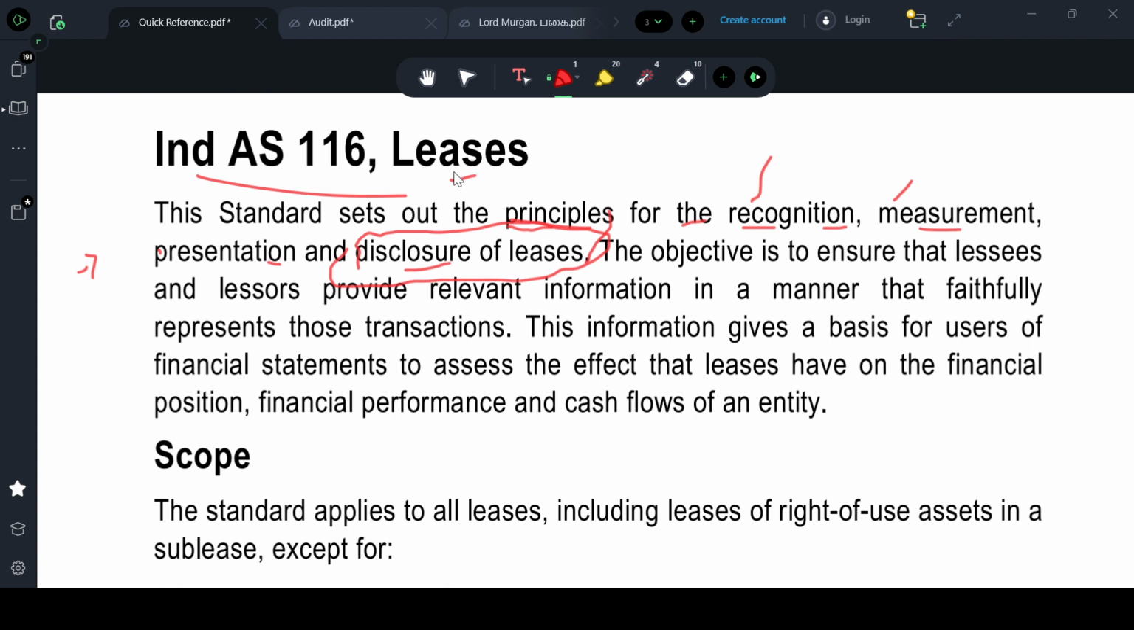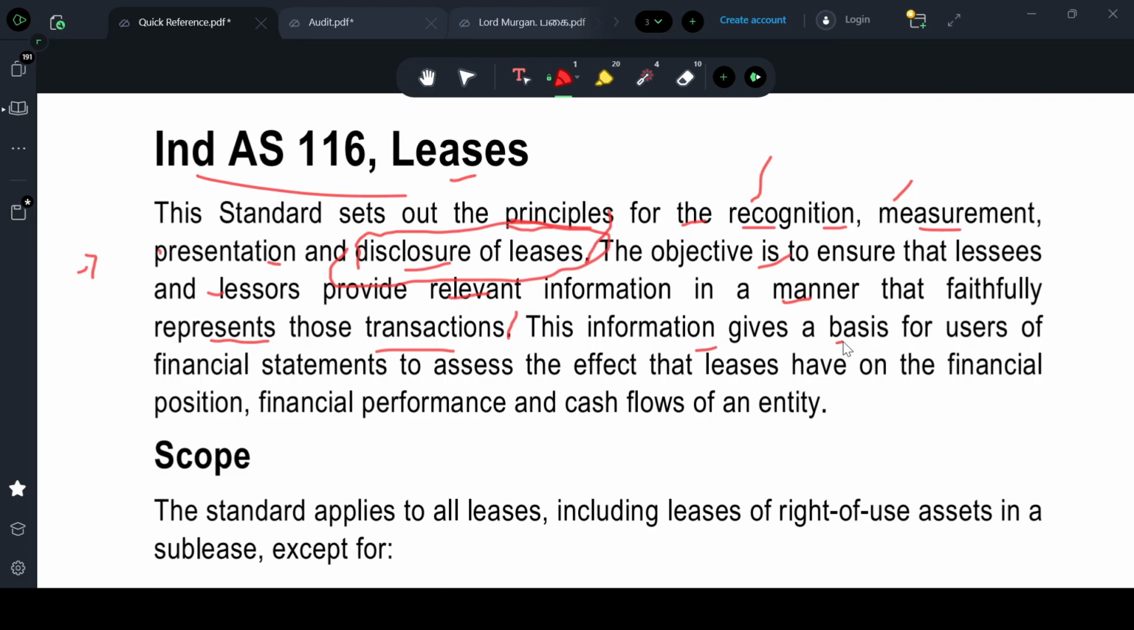So these are the things regarding leases. We're going to see these four sections. The objective is to ensure that lessees and lessors provide relevant information in a manner that faithfully represents the transaction. It is not saying something irrelevant. It is saying everything that is relevant.